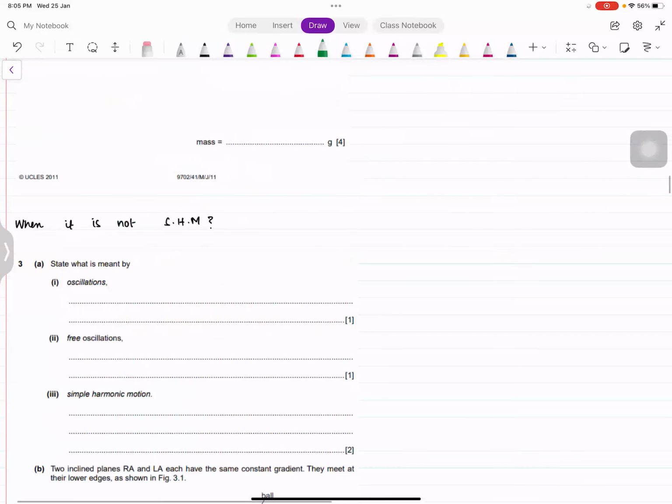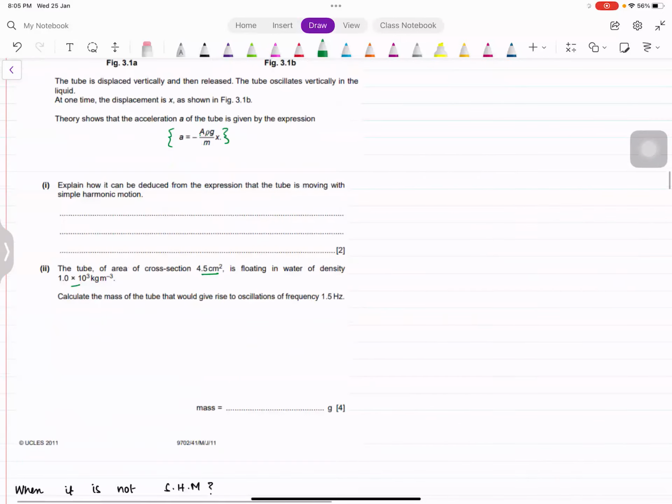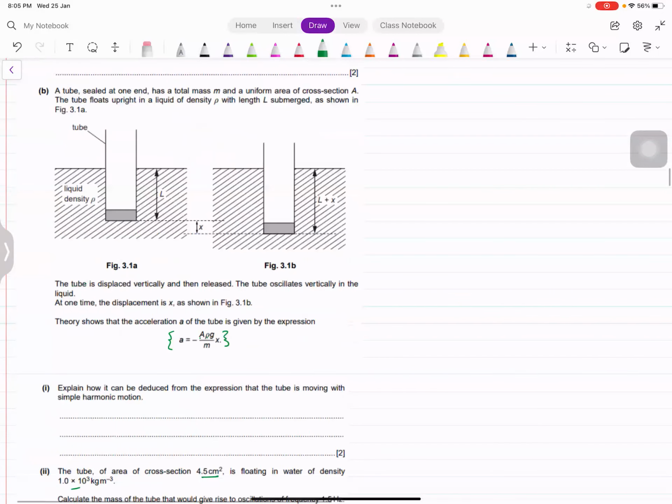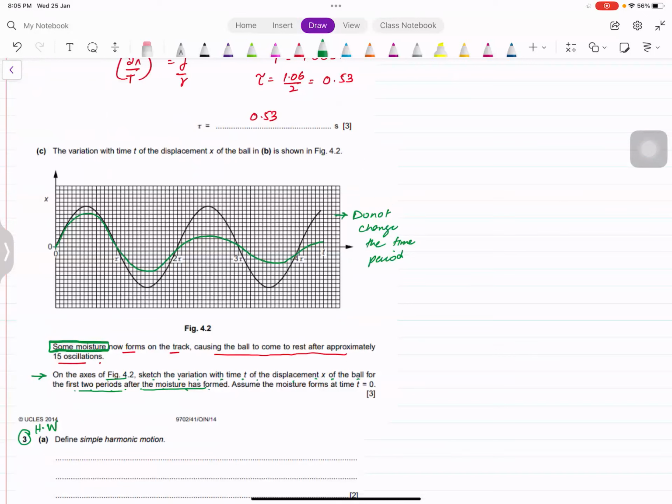Sir, for the graph, how do we know how much to damp it? Just by making every peak smaller than the previous one. Okay, sir. That's the issue. If it's light damping, it's one graph; if it's heavy damping, then there's a different graph. We're going to do that later on. All right.